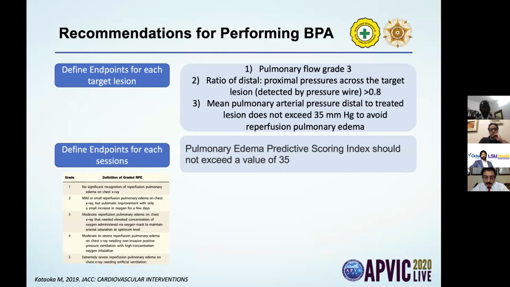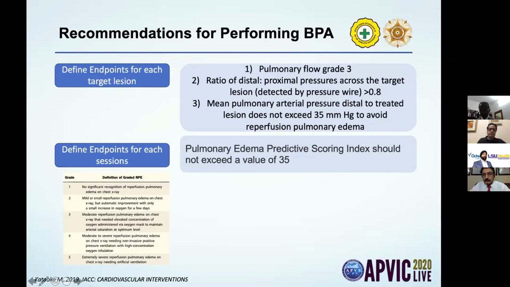And the first one is we have to get a pulmonary flow grade 3. And some people will use the pressure wire, like with an FFR more than 0.8, but most people will not use FFR to evaluate. And the mean pulmonary artery pressure distal to the lesion should not exceed 35 millimeters of mercury, because it will result in the risk of reperfusion pulmonary edema. And we have to be cautious of this risk, because it comes quite a lot when we become quite aggressive in doing the BPA itself.